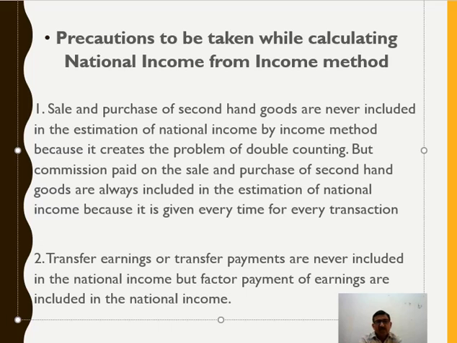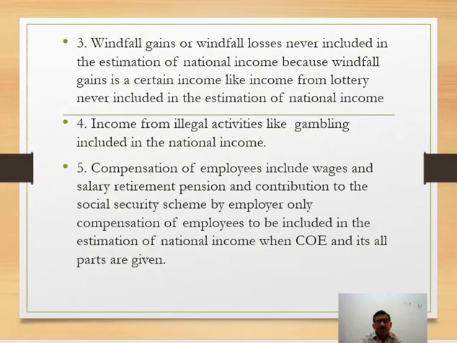Transfer earnings, transfer payments, are never included in the estimation of national income, because these are one-sided income or payments. Now, windfall gains or windfall losses are never included in the estimation of national income, because it is uncertain income. You are not working for it, you suddenly get this income, like income from a lottery. Similarly, income from illegal activities like gambling, smuggling, theft is never included in the estimation of national income.